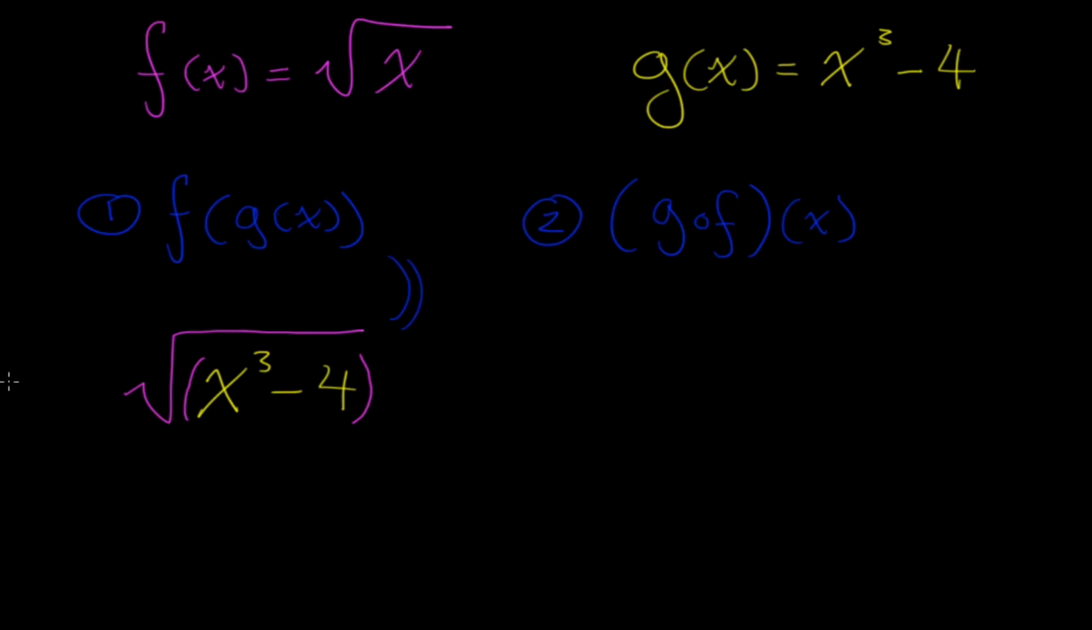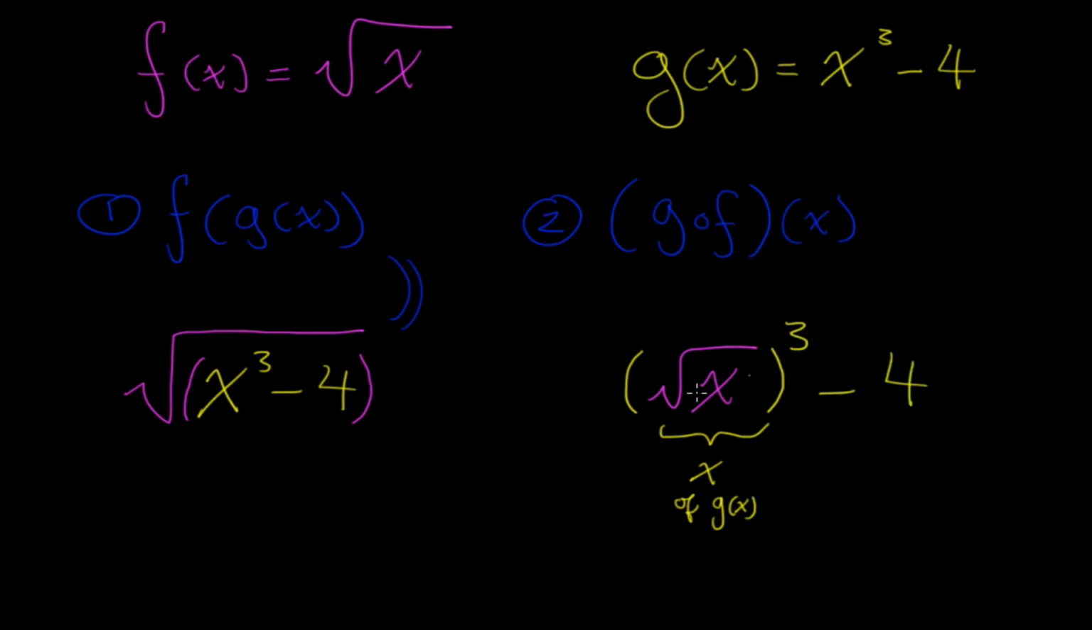What about g of f of x? Well, we're going to start with our innermost function, so root x. And now, since f of x is being written inside of g of x, every instance of x in g of x must be replaced with whatever f of x is equal to. So you could think of the parentheses again as being the x of g of x, like that, and we're going to cube the x, and we're going to subtract 4. Okay? It's not too hard a concept, at least it shouldn't be.